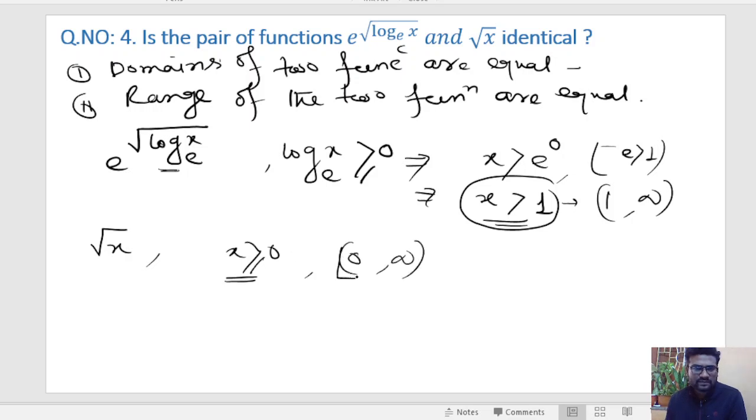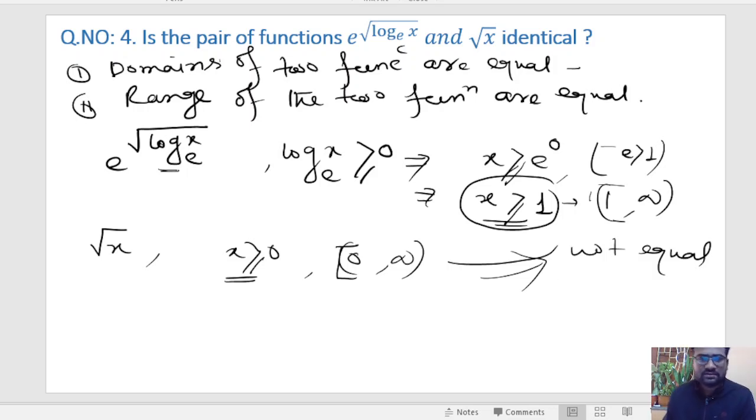So this is the main domain of the given functions. Those are not equal. This is not equal to the domain of the other function. So we can write that the given functions e to the power root log x and root x are not identical.